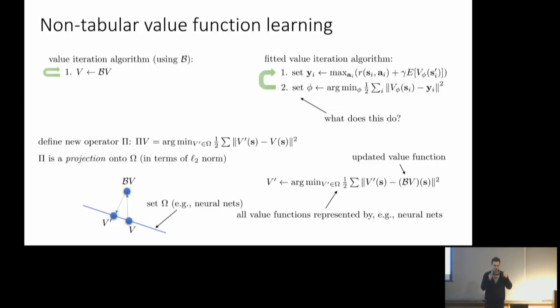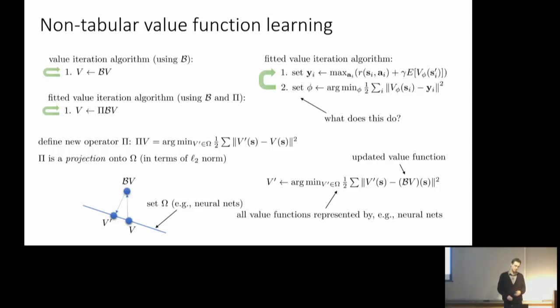So pi is a projection onto omega in terms of the L2 norm. Projection means you find the closest point in the set. So now you can write down fitted value iteration also in one line. You just say v becomes pi b v. So b means backup, do the Bellman backup, and pi means project onto the set of neural networks. So not only is it on one line, it actually ends up being only 5 characters. Shortest algorithm ever.